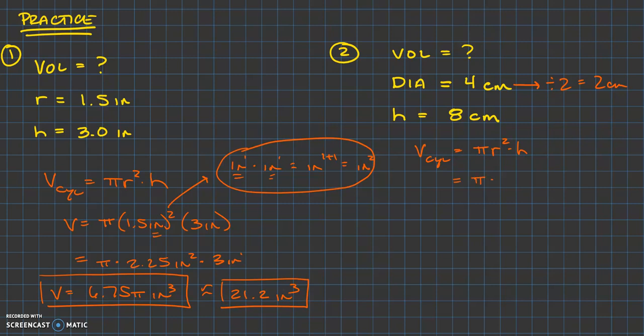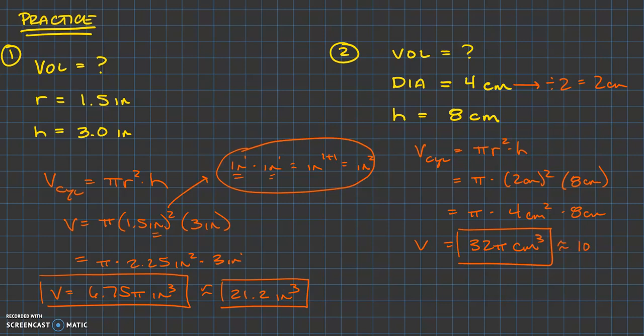So we have pi times 2 centimeters squared times 8 centimeters. And so this would be 4 pi. Well, let's do it this way. That's going to be 4 centimeters squared times 8 centimeters. So the volume in this case is going to be 32 pi centimeters cubed. And if you multiply pi out, that is 100.5 cubic centimeters.